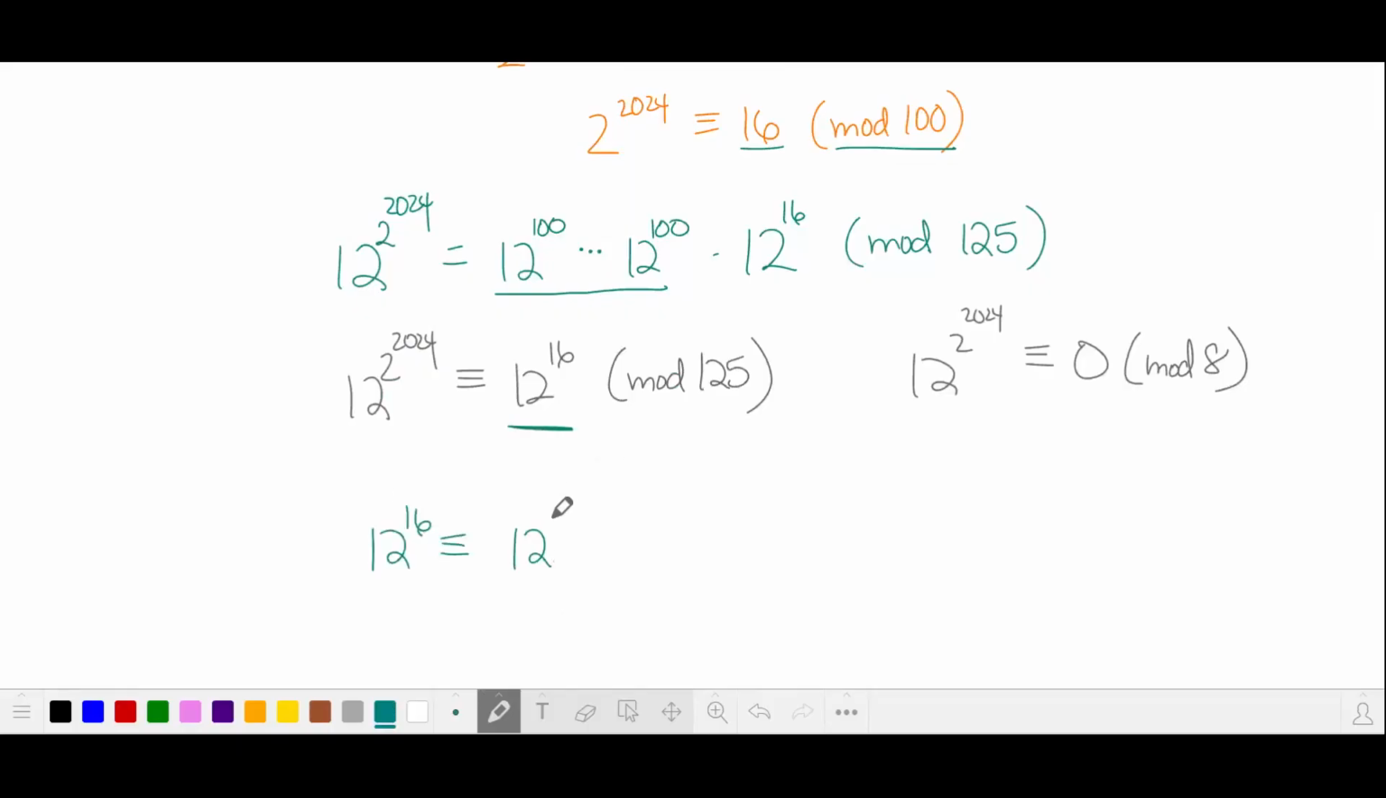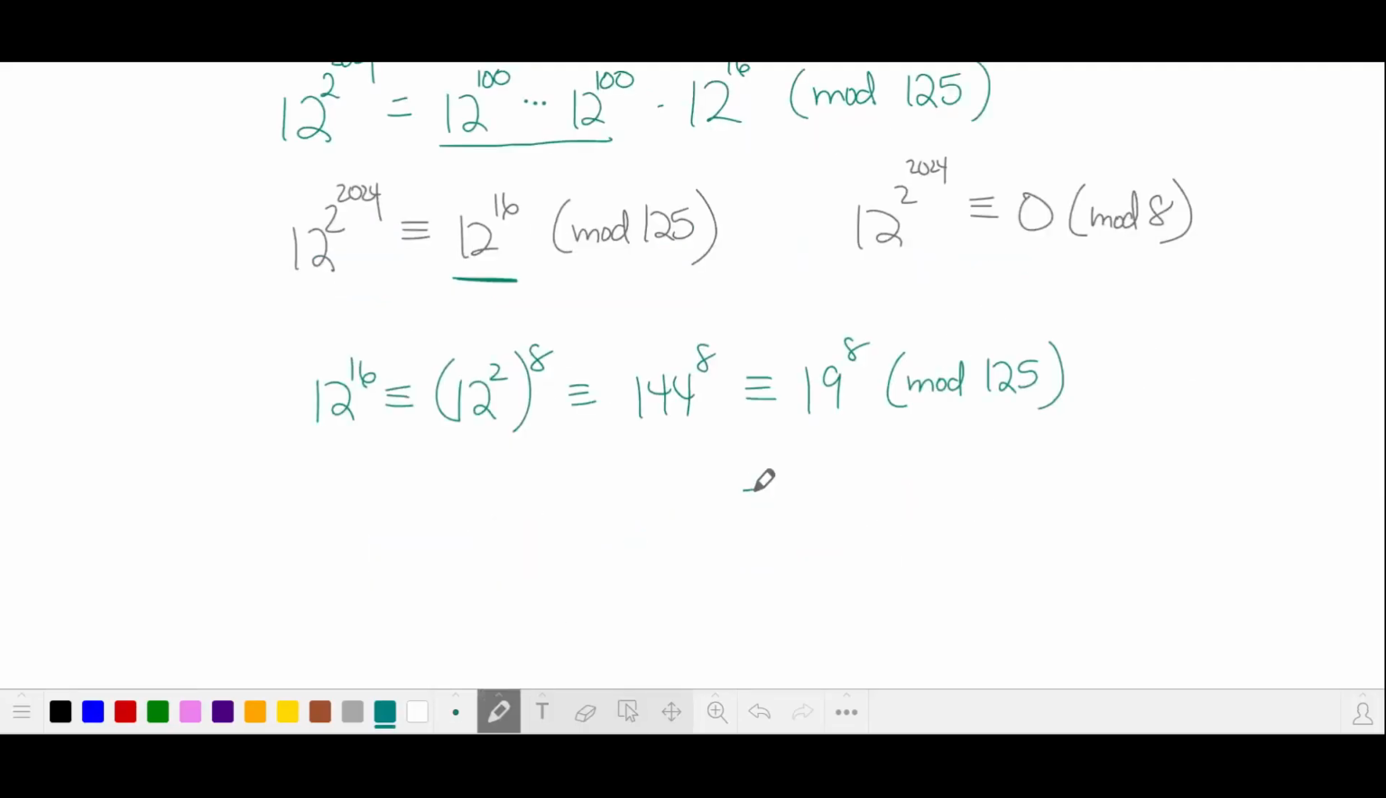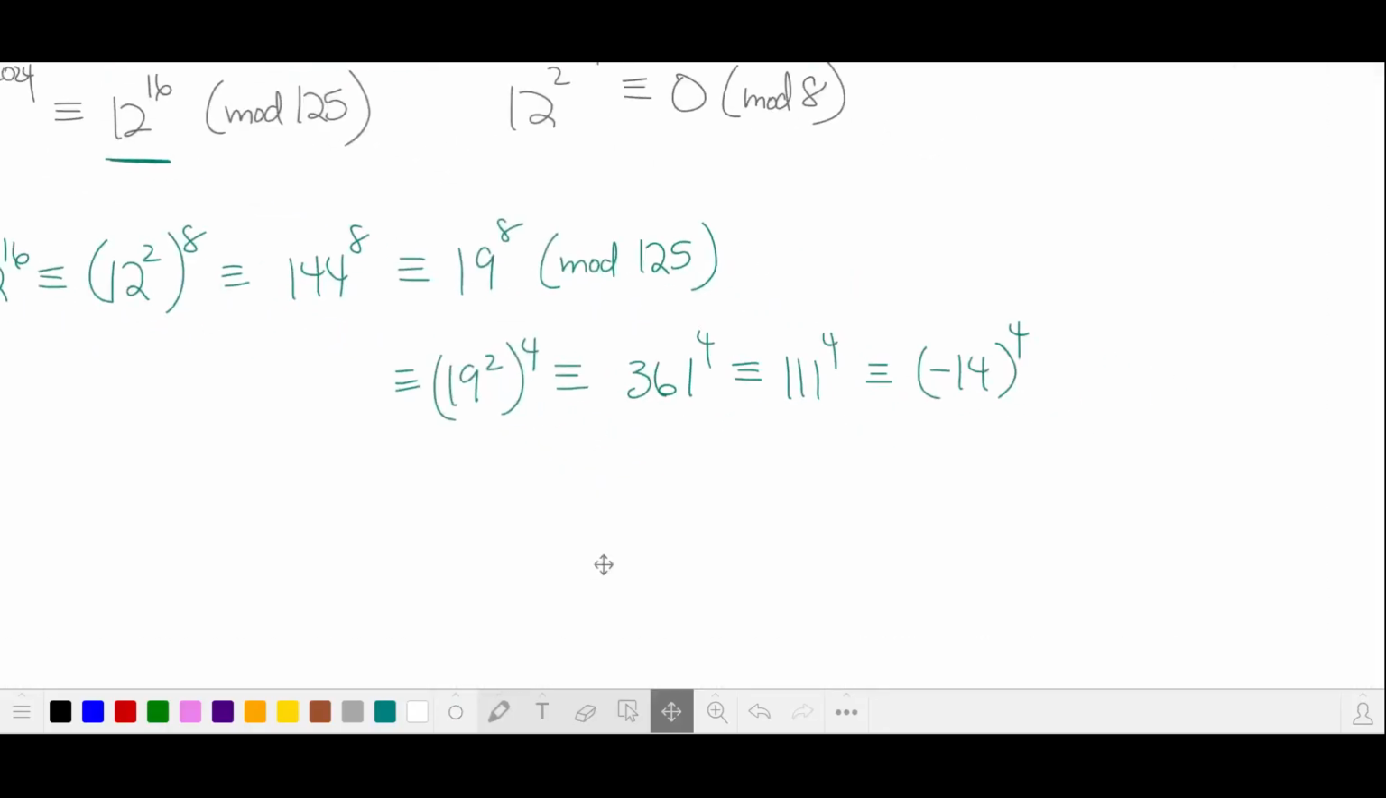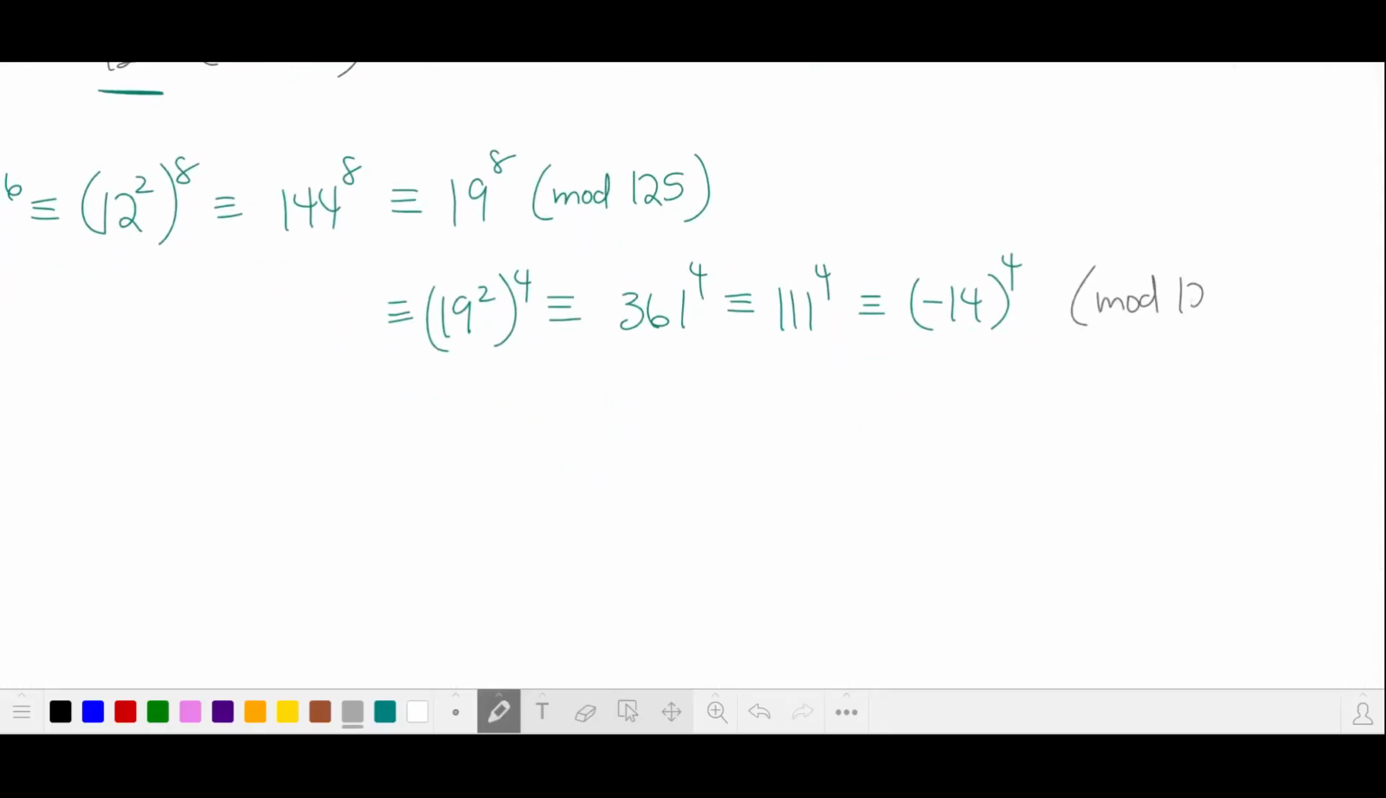We can write this as 12 squared raised to the 8th power, because 144 is close to 125. It's 19 more than 125, and we'll do it again. We can write this as 19 squared raised to the 4th power. That's 361. Let's subtract 125. That's still a big number. Let's subtract 125 again. That's probably the best we can do in mod 125.